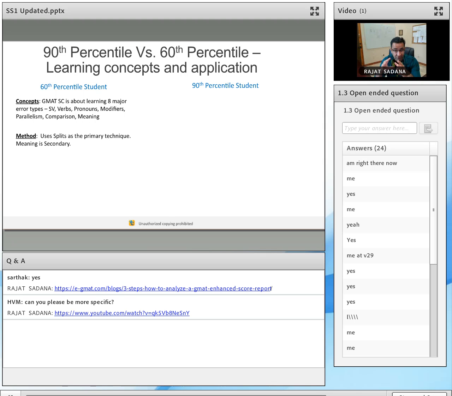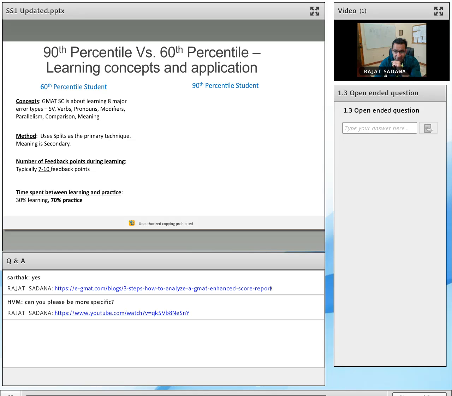For a 90th percentile student, life is very different. For a 60th percentile student, primarily uses splits as a method of solving questions, which means the person looks at the question stem, looks at all the other options to really say, hey, how are the options different, and then focuses on that difference. When you're learning the content, they get feedback about 7 to 10 times during learning. And when it comes to the time spent between learning the content and practicing the content, 30% of the time they spend on learning the content, 70% of the time they spend on practicing the content.